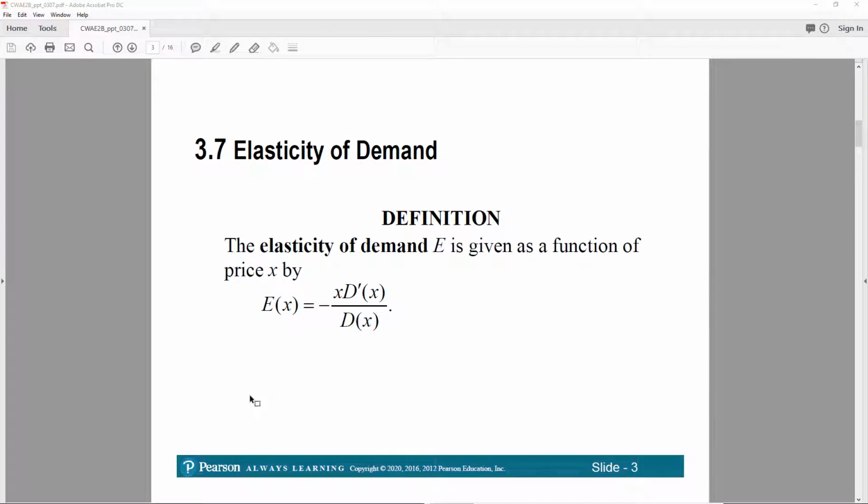Elasticity of demand is given as a function of price x by E of x, which is x times the derivative of the demand function divided by the demand function.